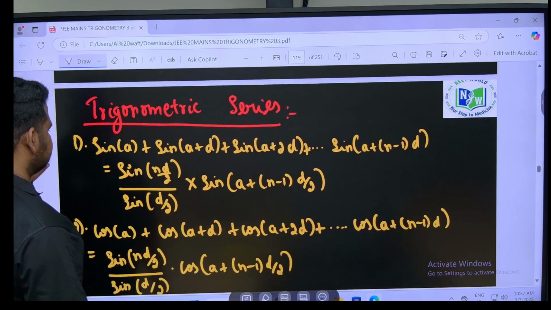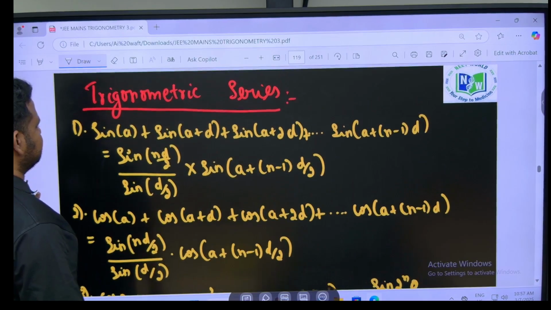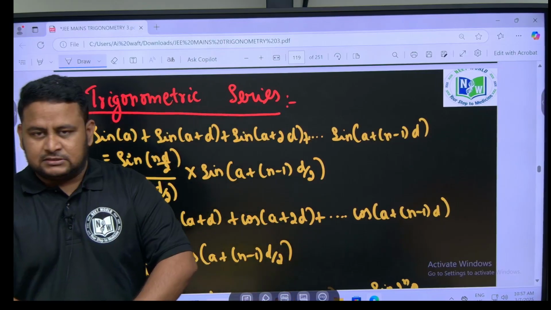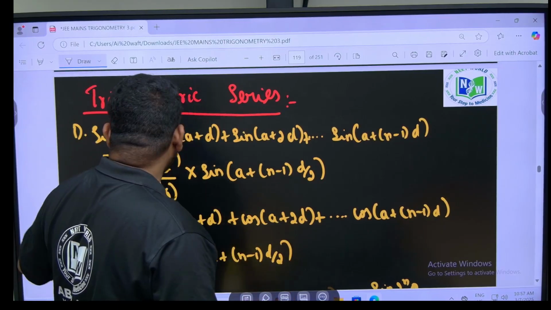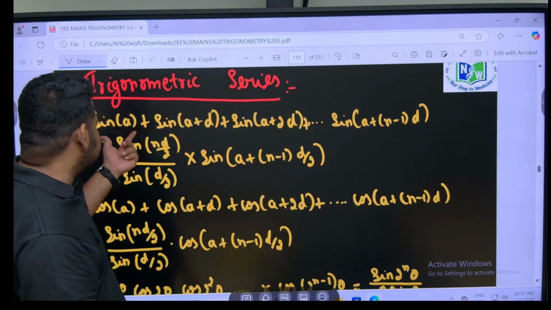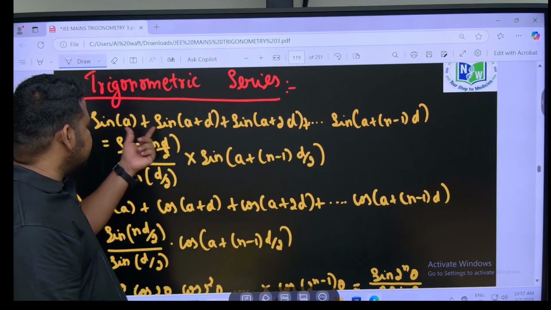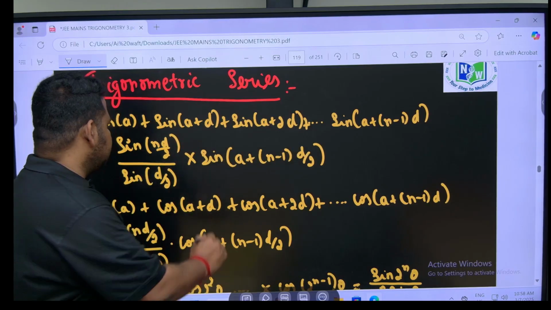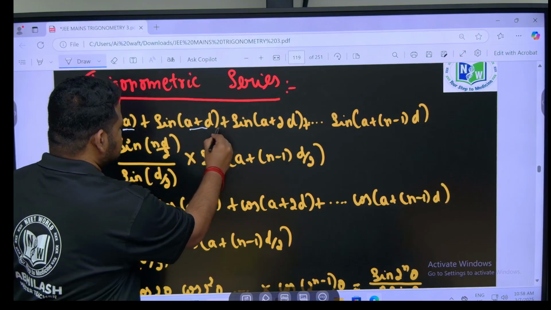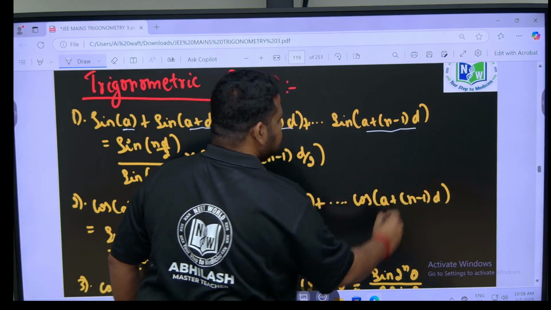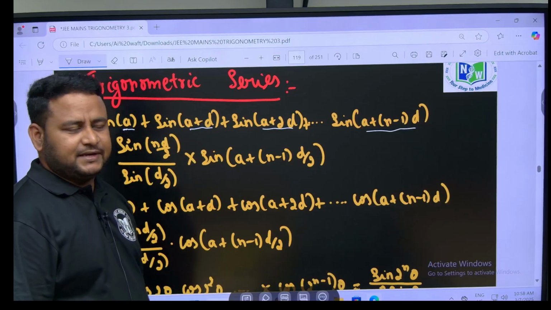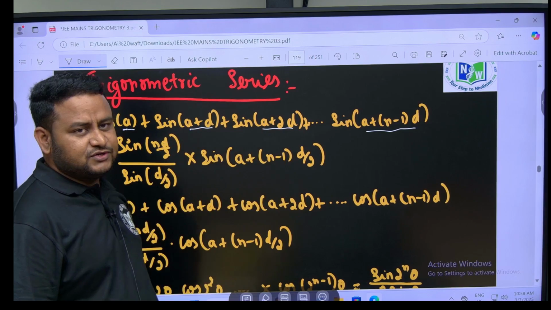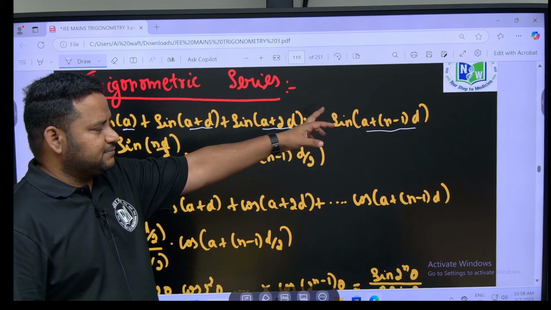Now look at this, friends. This is called trigonometric series. Within it, they have given sin A plus D, sin of A plus 2D, up to sin of A plus n minus 1 into D. This is nothing but an AP: A plus D, A plus 2D, A plus n minus 1 into D. That is, the nth term is A plus n minus 1 into D.